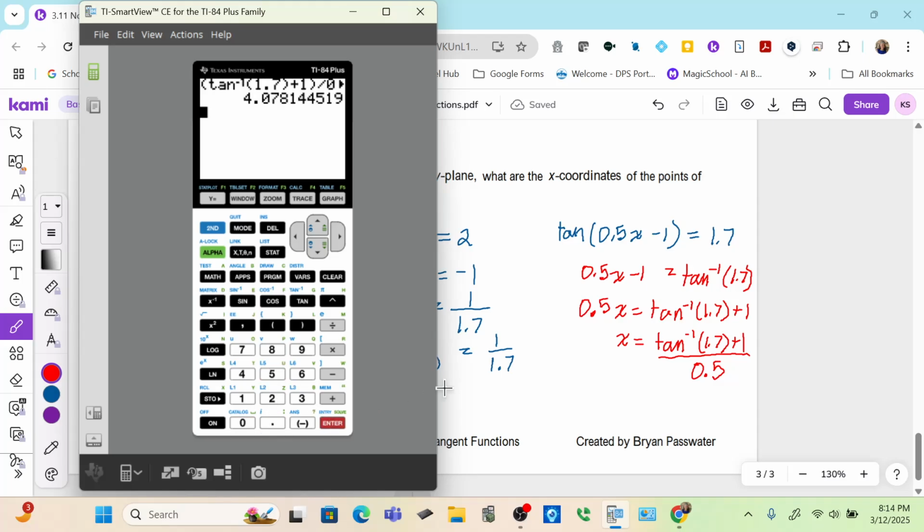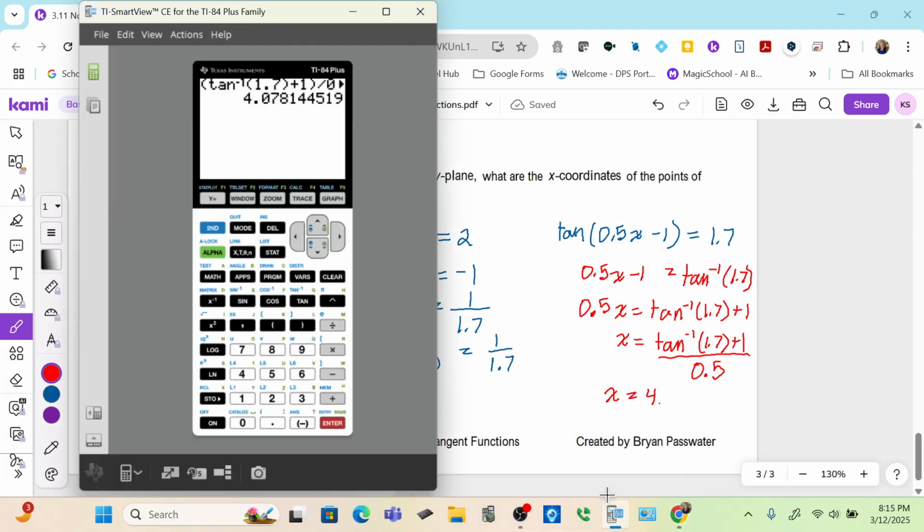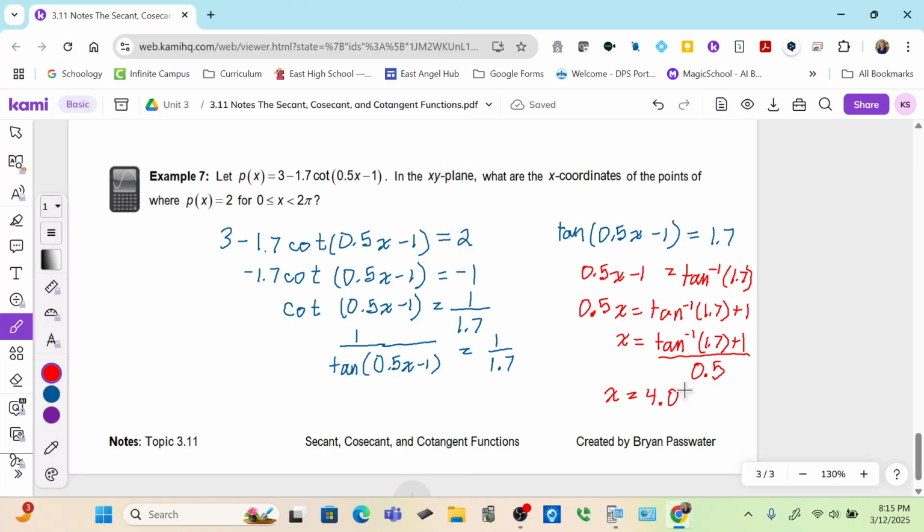And we have 4.078 as our approximation for x. X equals 4.078. So when we don't have those radian measures that we use on the unit circle, we can certainly use our calculator and get a decimal approximation. And this concludes the video for topic 3.11.